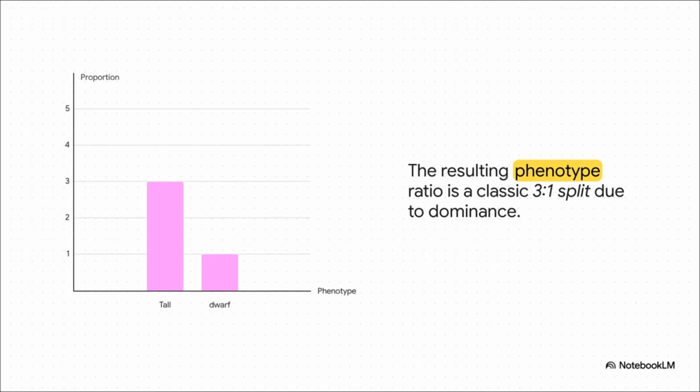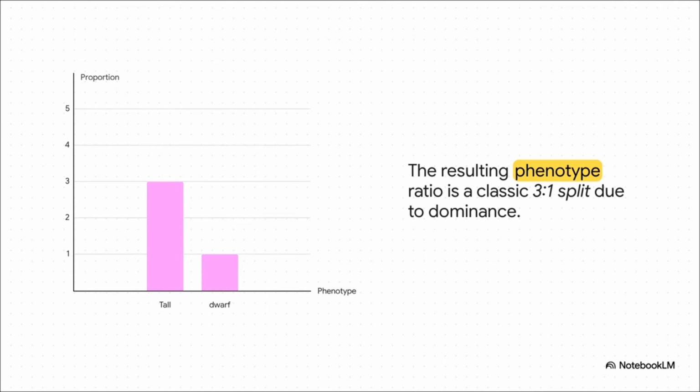Okay, let's put this into practice right now. We're going to cross 2 plants that are both heterozygous for height. That means their genotype is Tt, right? So each parent has a 50-50 shot of passing on either a big T or a little t allele. When we fill in the boxes, we get to see all 4 possible outcomes for their offspring. And when you look at the results, it's so clear.